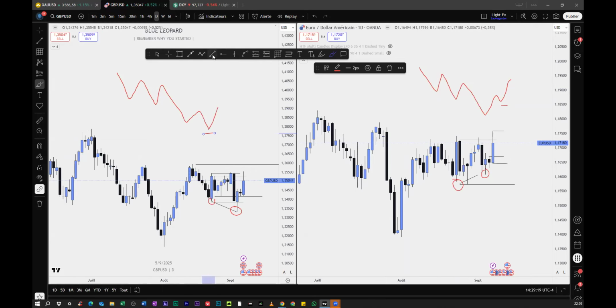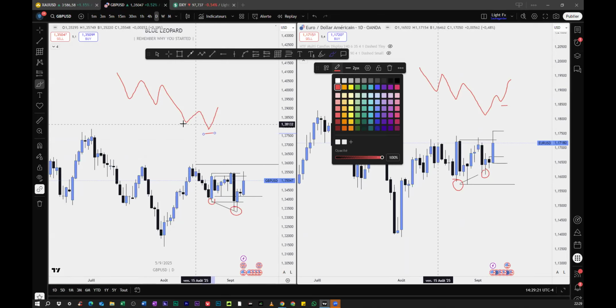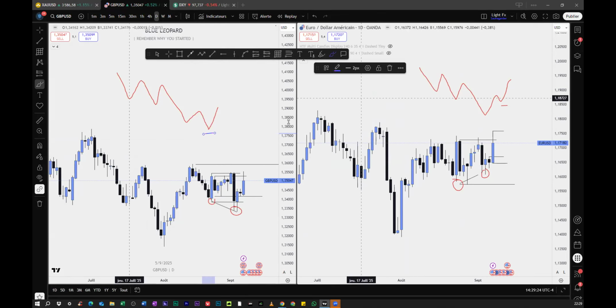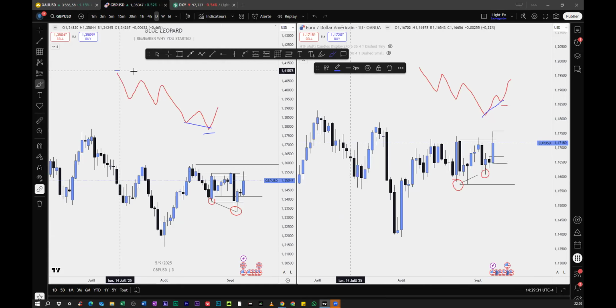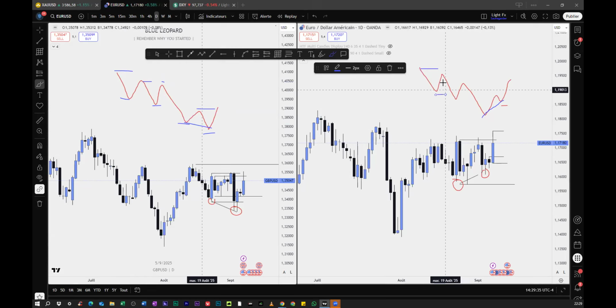Now, when we have that, let me mark with a blue line here. And here, we have a crack in correlation. Why? Because they were moving the same, okay? Here, high, low, high, low, high, low. And at some point, instead of creating this higher low, it created a lower low. This is a crack in correlation, and the crack in correlation is called divergence. Okay?